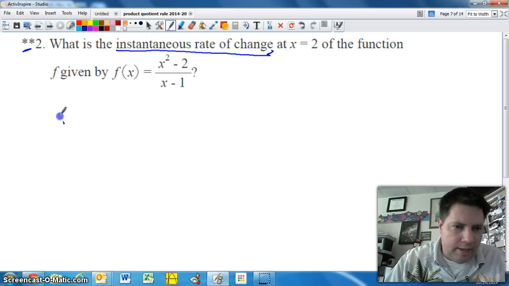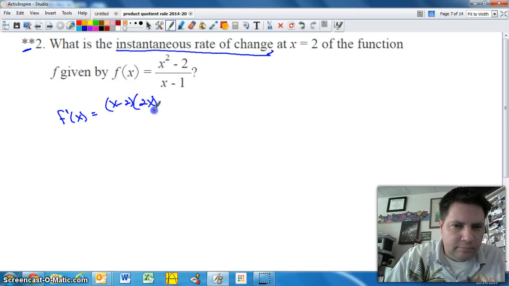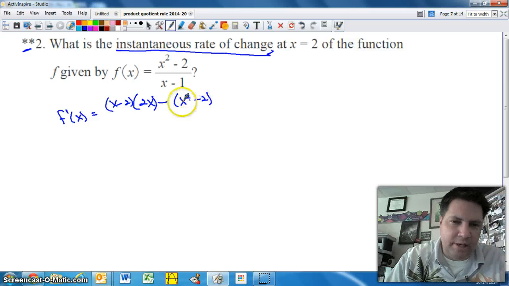And so they say, okay, we've got to do f prime of x, or f prime, is equal to bottom times the derivative of the top minus top. Good habit to get into putting parentheses around, minus parentheses, because there's quite a bit to put there. And then the derivative of the bottom is 1 on this one, so we really didn't have to put that at all, over the bottom squared.